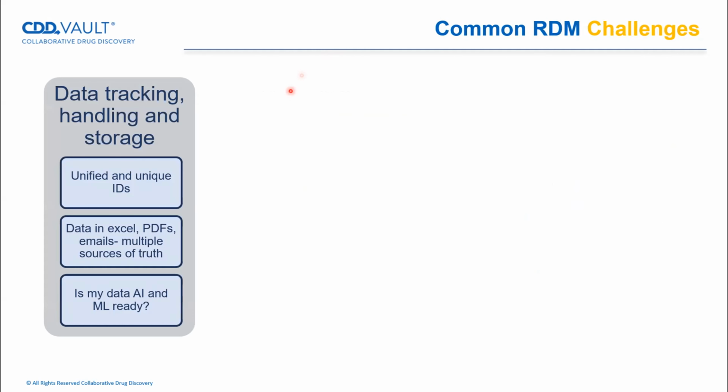So some of the common challenges that I spend a lot of my day talking to end users about and people who are storing research data. The first one, of course, is data tracking, handling, and storage. So you're generating all of these ideas, these molecules, these cell lines, these antibodies. Sometimes what I think is molecule number 24, you think is molecule number 26, and vice versa. So you need a unified identification schema with unique checking.